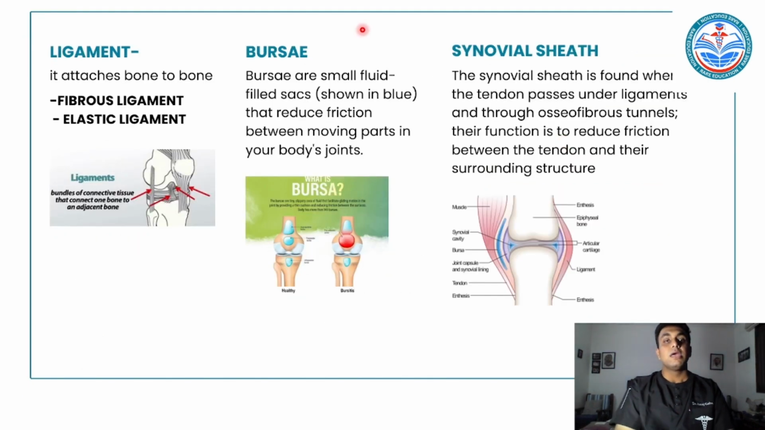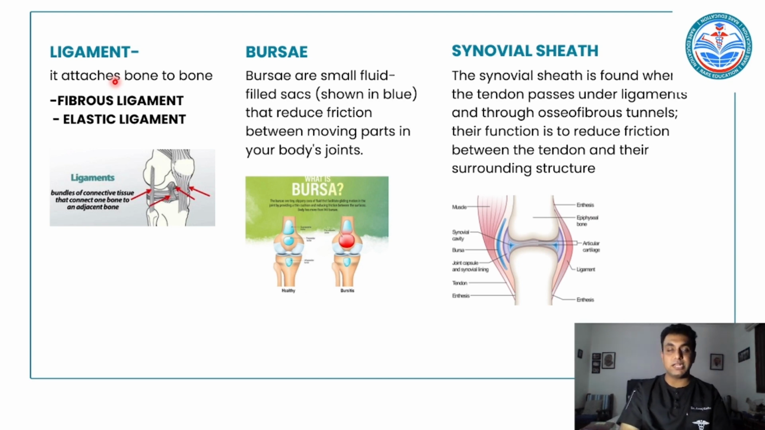Now, ligament. Another very important point, put a star here: a ligament connects bone to a bone, whereas a tendon connects muscle to a bone. A lot of students make a mistake here and they lose a point.